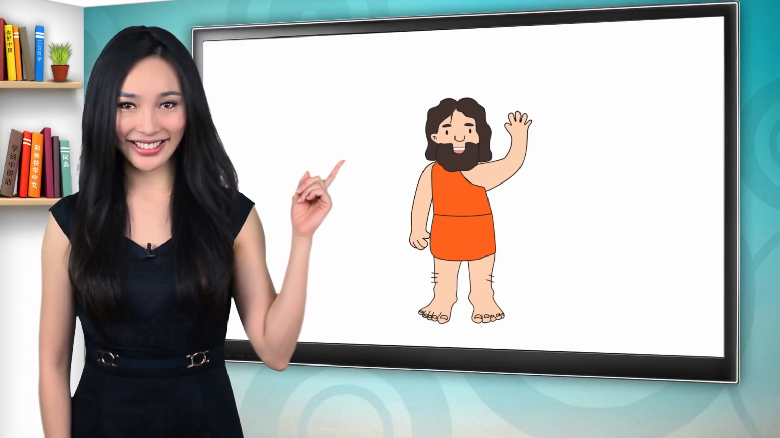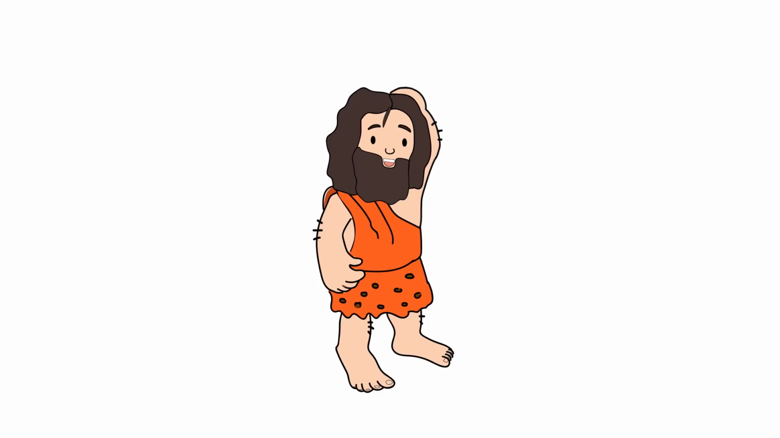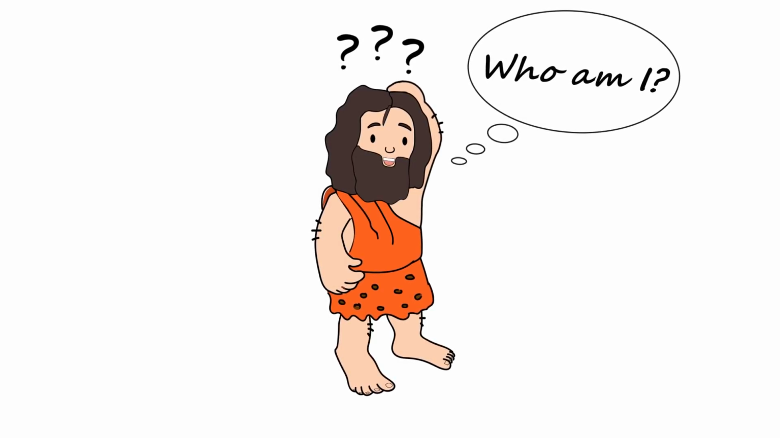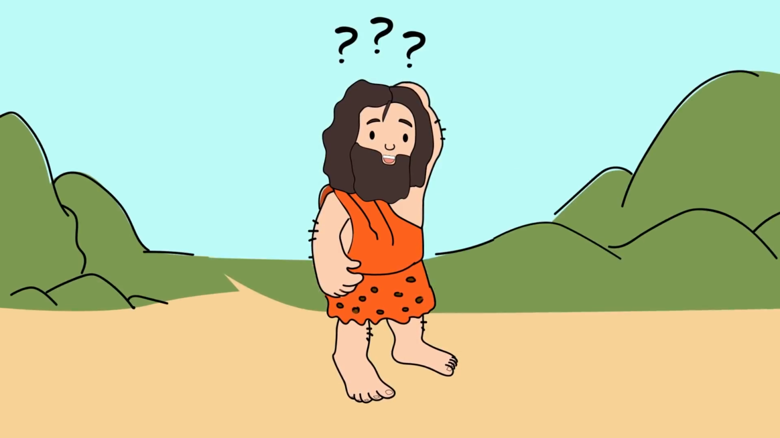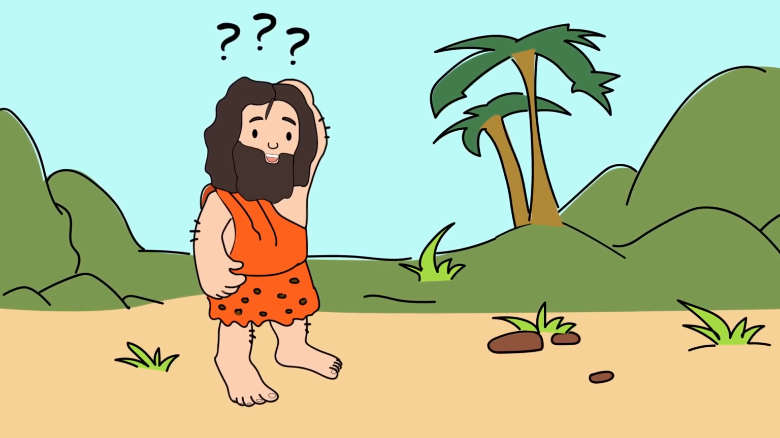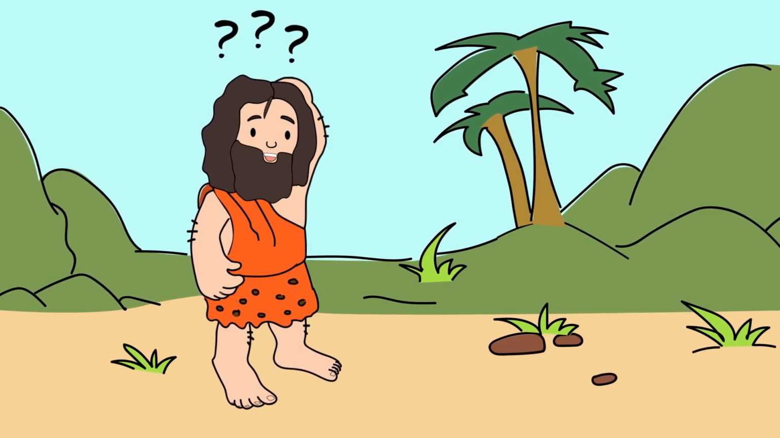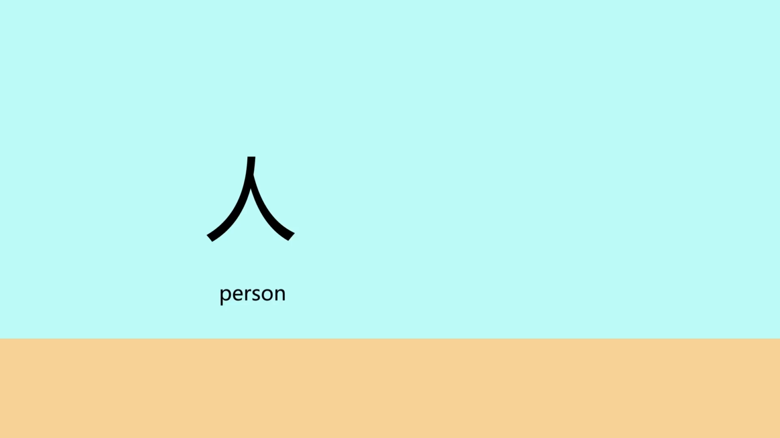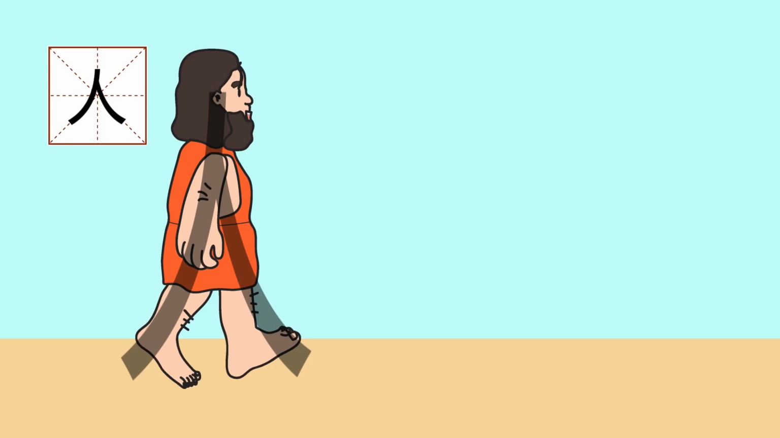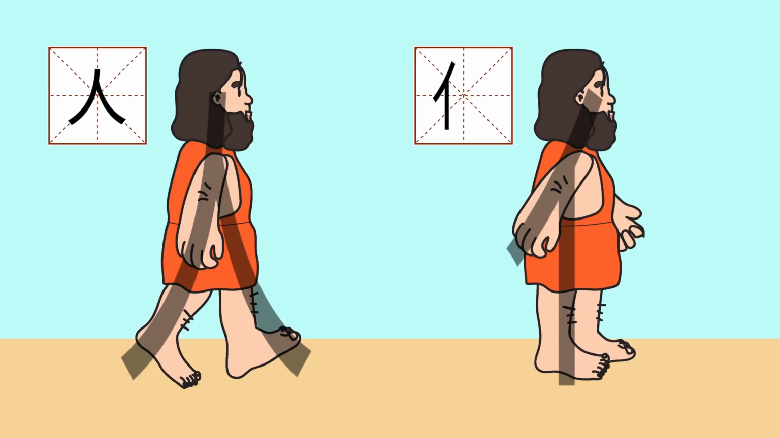Meet Man. Hi, Man. Right now, Man is wondering, who am I? See, written Chinese started with Man as he started trying to understand and organize the world around him. In order to do that, he first had to understand himself. First, Man formed the character for person, which is 人, and the person radical. You can see that they look just like a walking man and a person standing sideways.